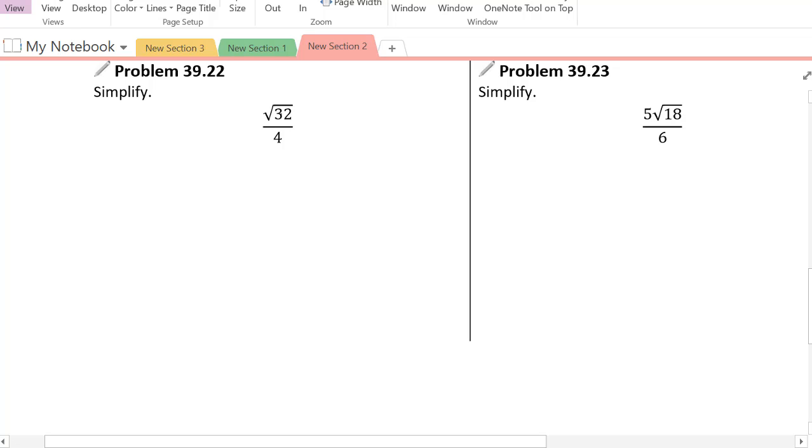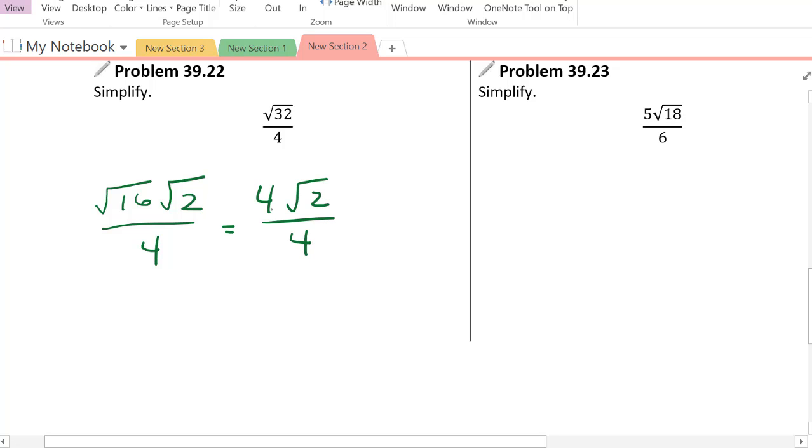So what we've got to do is break up the 32. Think of the biggest perfect square that can go into 32. The biggest one you can choose would be 16. So this is 16 times 2, and then divide that by 4. What is the square root of 16? That is just 4. So you get 4 radical 2, divided by 4. And what's 4 divided by 4? They cancel, that's just 1, and then radical 2. That's the answer.